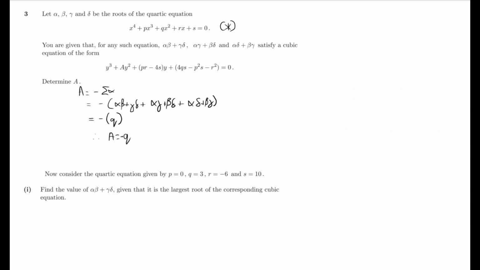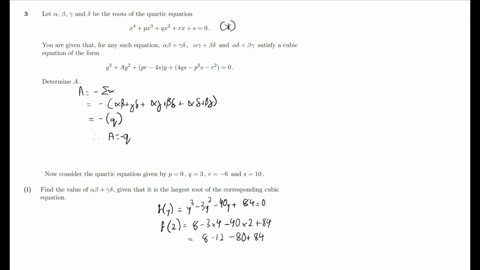So now we're told to consider the quartic equation given by p is 0, q is 3, r is negative 6, and s is 10. In other words, that's the equation y cubed minus 3y squared minus 40y plus 84 is 0. I'm going to call that f of y. Now we see that f of 2 is 8 minus 3 times 4 minus 40 times 2 plus 84, which is 8 minus 12 minus 80 plus 84, and that's 0.